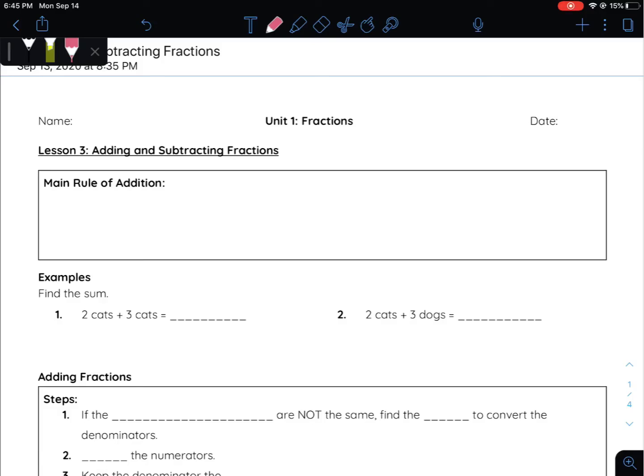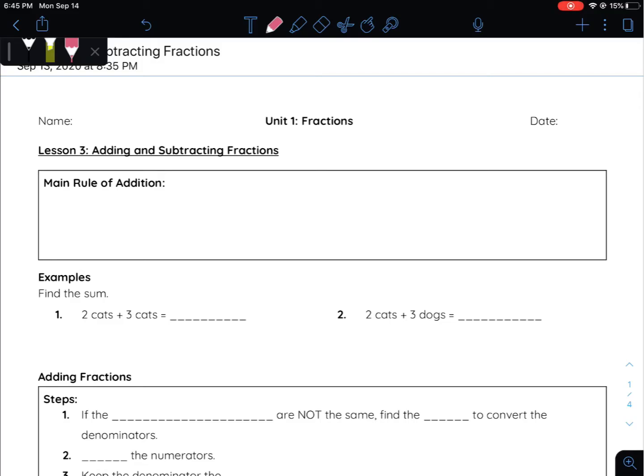For lesson 3 of our fractions unit, we'll be looking at adding and subtracting fractions. This is mostly review, but it may be a little bit different than the way you learned it the first time around. So keep an open mind and see if this helps you to get a better understanding of the process of adding and subtracting fractions.